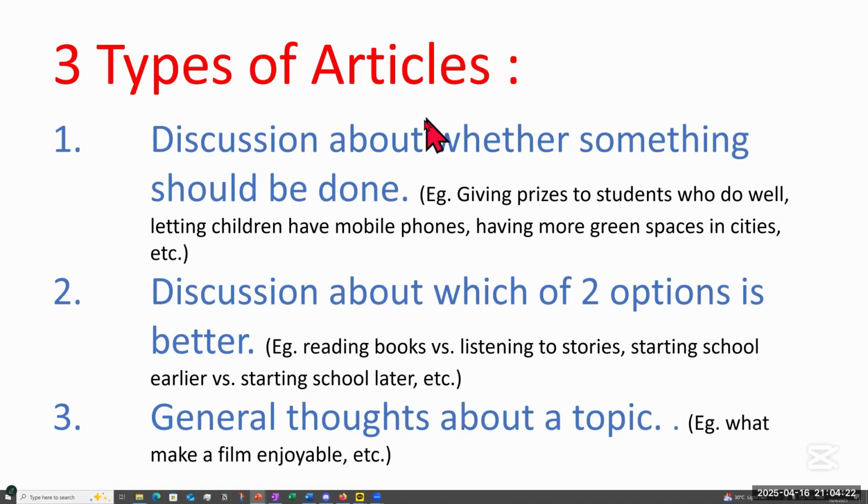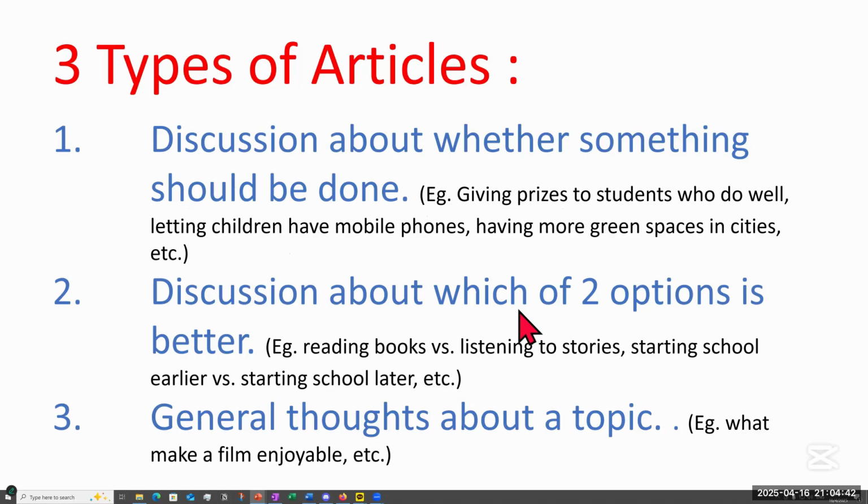So here are the three types of articles. The first type is a discussion about whether something should be done. For example, should we give prizes to students who do well? Should we let children have mobile phones? Should we have more green spaces in cities? So this is the most common type.